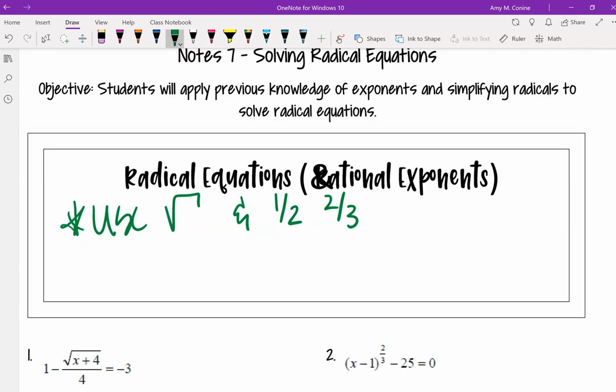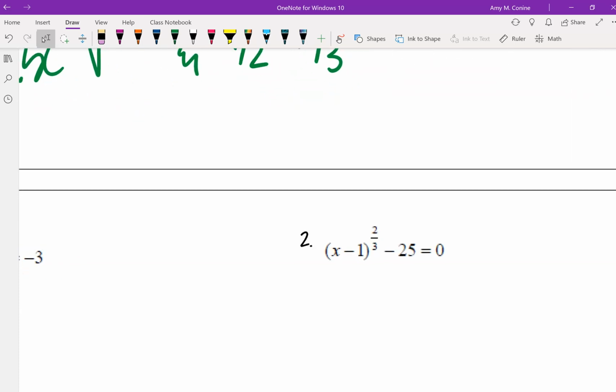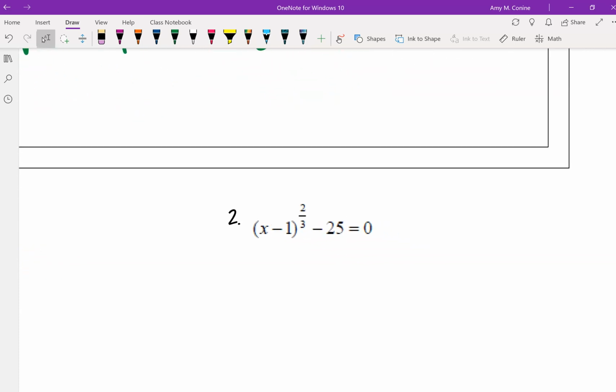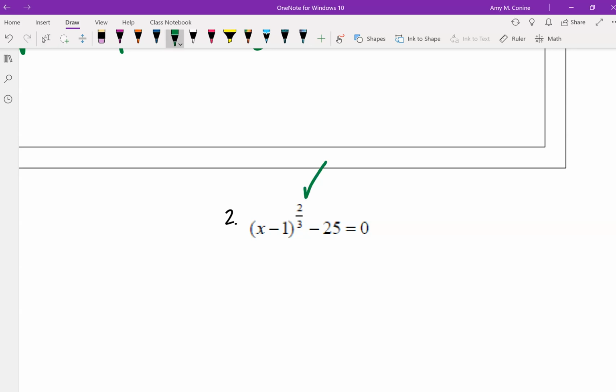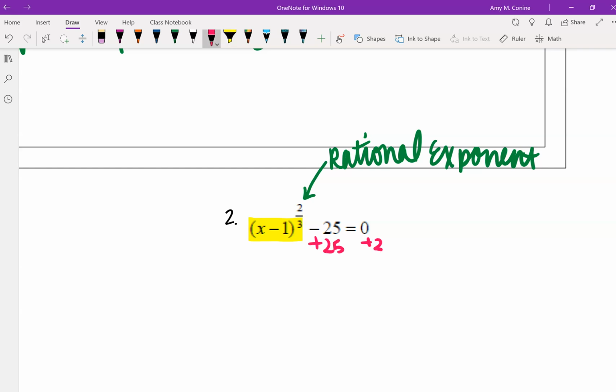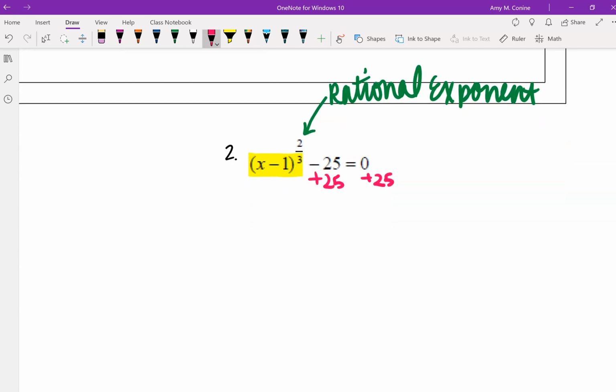So if you see something like, let's go to number 2 first. Okay, number 2. If you see something like number 2, it has a rational exponent, right? That's a rational exponent. It's a rational number. First thing you want to do is get the group that's being raised to that exponent by itself. So we're going to add the 25 over. Okay, first thing we're going to do. So then we have x minus 1 being raised to the 2/3. 25 is on the right side.